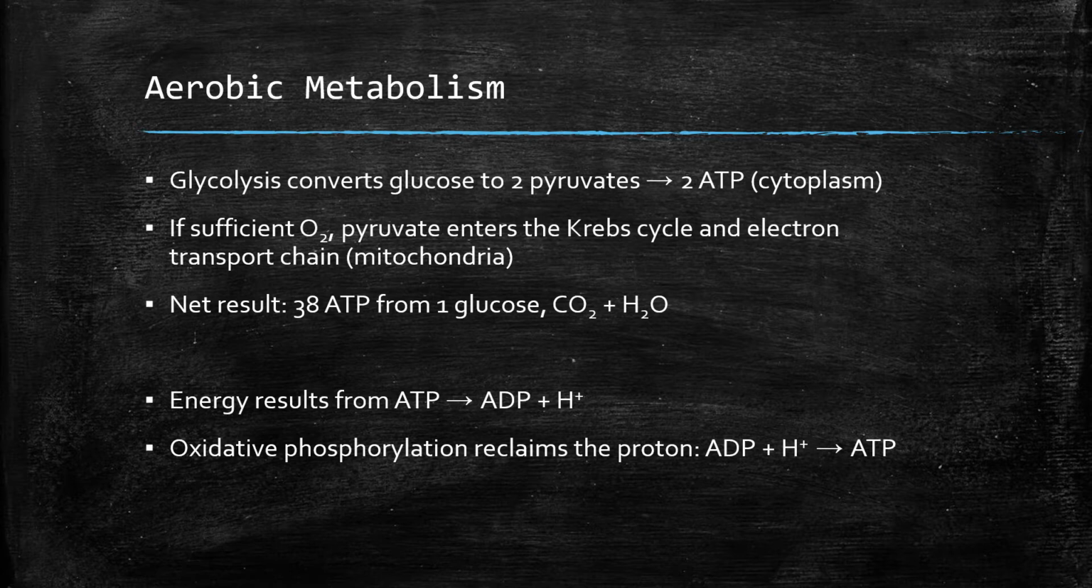These ATP molecules are critically important to the cell's function, since cellular energy results from the hydrolysis of ATP into ADP and a proton. Now, aerobic metabolism is a net neutral from an acid-base standpoint, since the process of oxidative phosphorylation reclaims the proton when it generates new ATP.